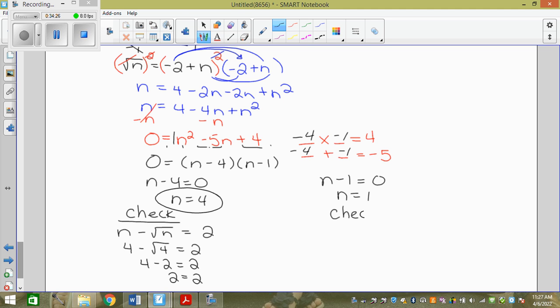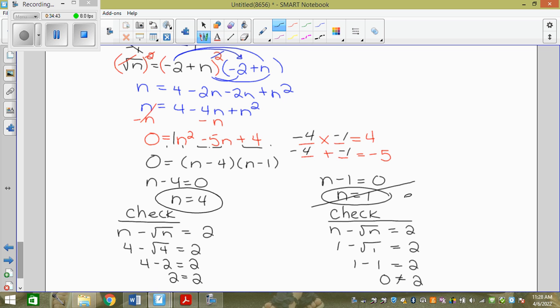Then I check n equals 1. n minus root n equals 2. 1 minus root 1 equals 2. 1 minus 1 equals 2. 0 equals 2. Nope. So what do I do? I circle it, put a line through it, and say extraneous. Because I could ask you for the extraneous root, and you would have to pick n equals 1 as your multiple choice answer.